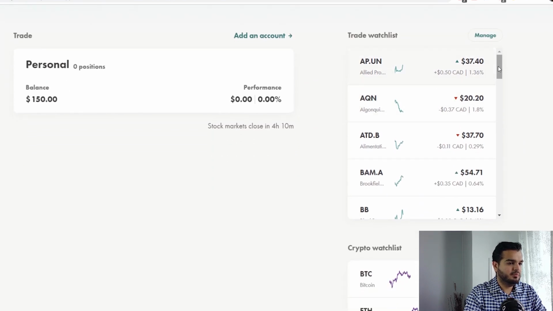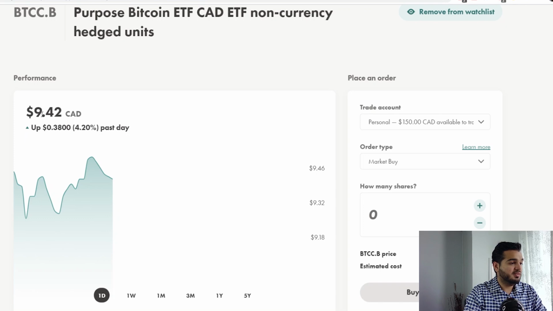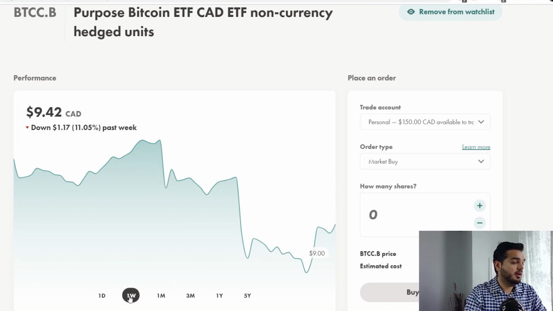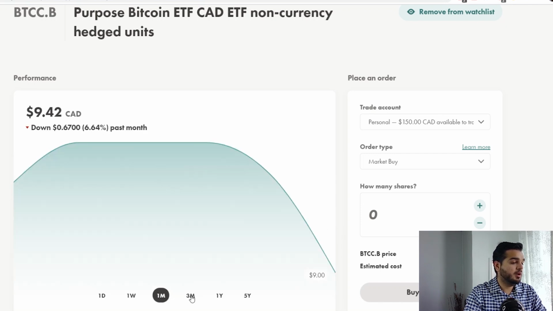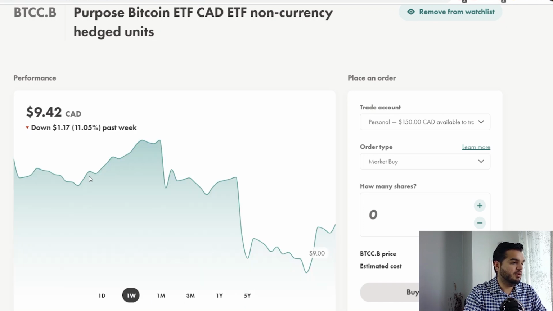I'm going to scroll down until I find BTCC. There it is. And you can see the price is currently at $9.42 Canadian. It's already up 4% in the past day. You have options to see the past week performance, the past month, 3 months, 1 year, and 5 years. Because this is a relatively new fund, only having launched in the last few days, there's only so much worth of data that you can see.